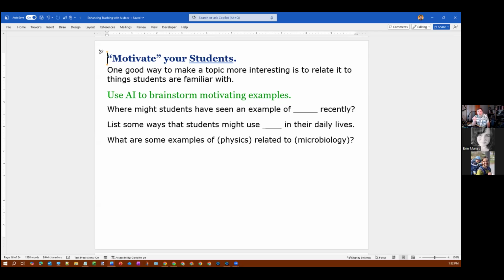Where might my students have seen an example of, and pick a topic in your course recently, or list some ways that students might use a topic of your choice in their daily lives, or to help students that are in your class that you know you have. So for me, I get some microbiology students, I get engineering students, I get nursing students. So I might do something like, what are some examples of a topic in physics that's related to microbiology or the health sciences? So go ahead and try that prompt. And if anybody gets a really great one that you want to share in the chat, please feel free to do that.